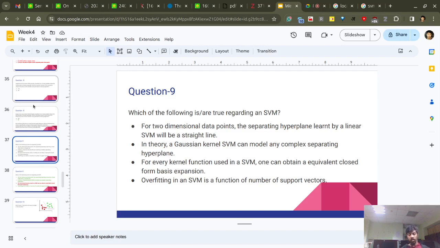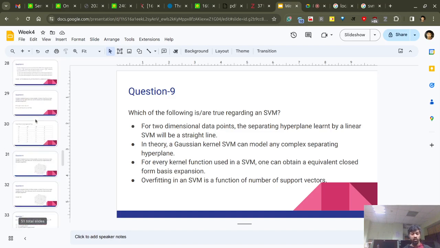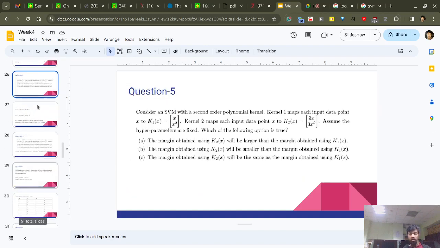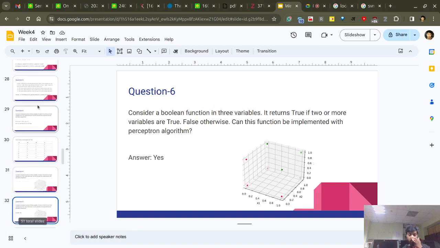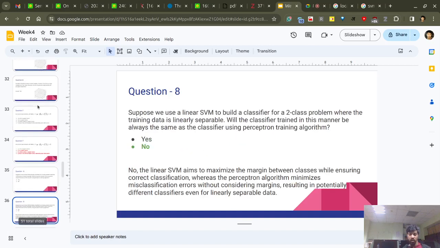Basically, there can be a case where not all kernel functions can be converted to an equivalent basis expansion. Here I have shown the basis expansion function, k1, k2, but not all of them can be written like that.